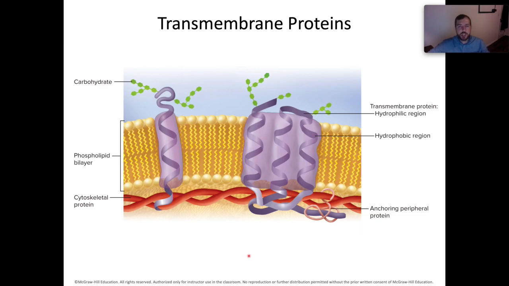So here's two examples of transmembrane proteins. You can see how it penetrates the phospholipid bilayer and is anchored to the cytoskeleton. These hydrophobic regions will be buried here within the lipids, and then the hydrophilic regions will be exposed to the water on either side of the membrane.